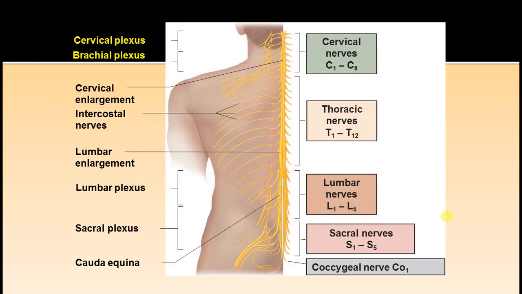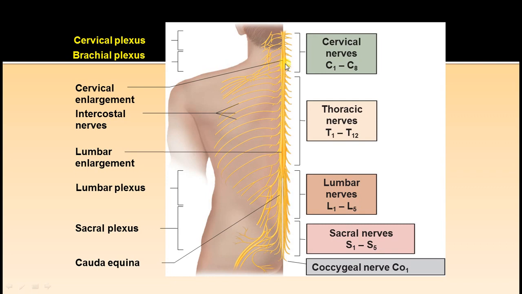So here is a schematic representation of the spinal cord. You are able to see here the length of the spinal cord starting from the first cervical, and here it ends like a cone, which is called the conus medullaris. Now here again you are able to see the spinal cord shows two enlargements, which are the cervical enlargement and the lumbar enlargement.